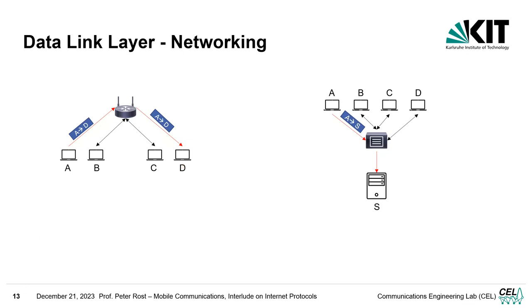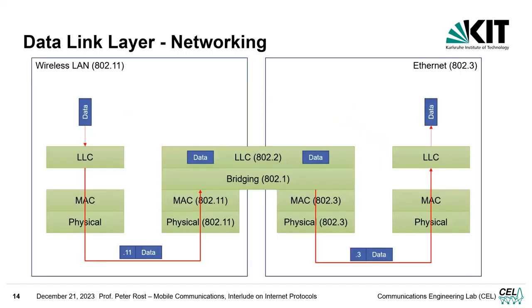But in the case that A wants to communicate with S with one packet, the question is, how does the packet get from this VLAN bridge over here to this switch, and then further to the server S? And that's exactly where bridging comes in. And by the way, sometimes these Wi-Fi bridges are also called translation bridges because they translate from a Wi-Fi system to a fixed line Ethernet LAN, for instance.